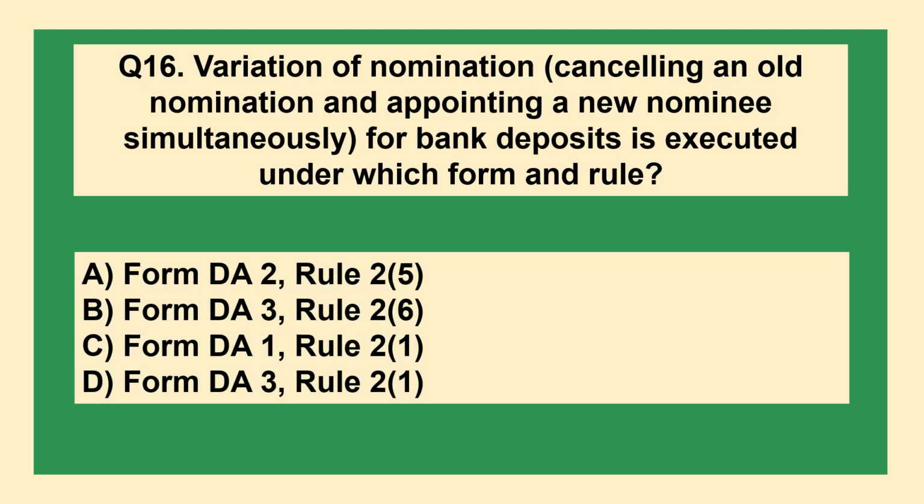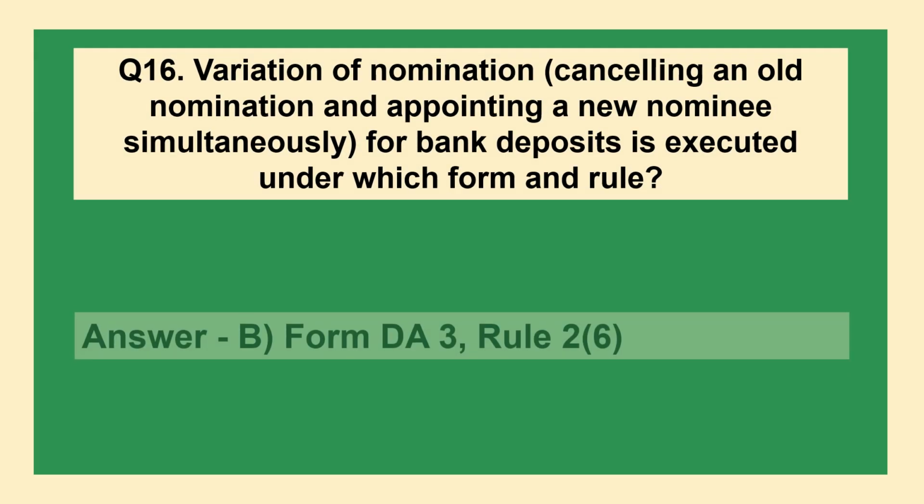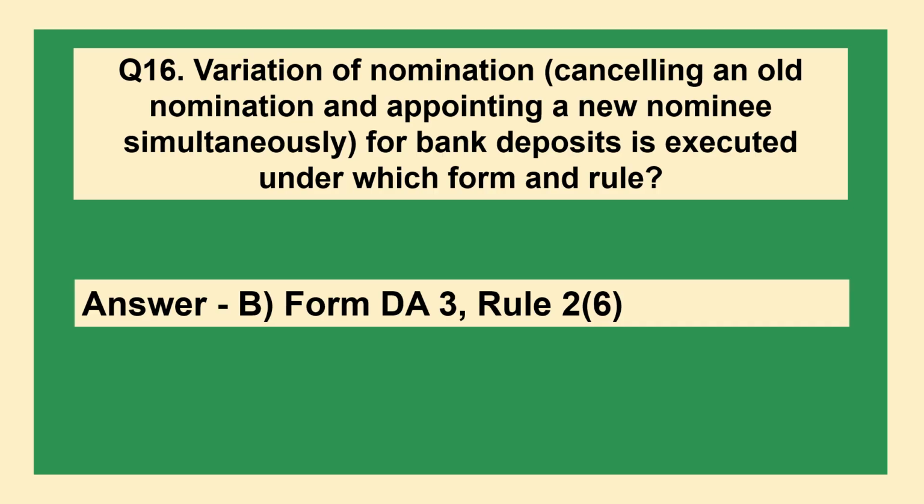Question. Variation of nomination, cancelling an old nomination and appointing a new nominee simultaneously for bank deposits, is executed under which form and rule? Option A, Form DA2, Rule 25. Option B, Form DA3, Rule 26. Option C, Form DA1, Rule 21. Option D, Form DA3, Rule 21. Correct answer is option B, Form DA3, Rule 26.